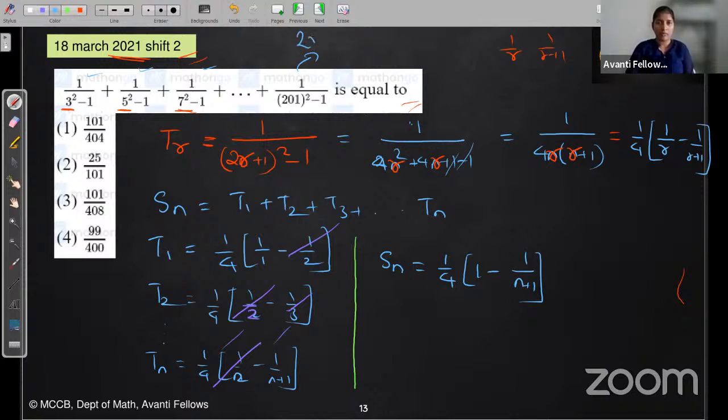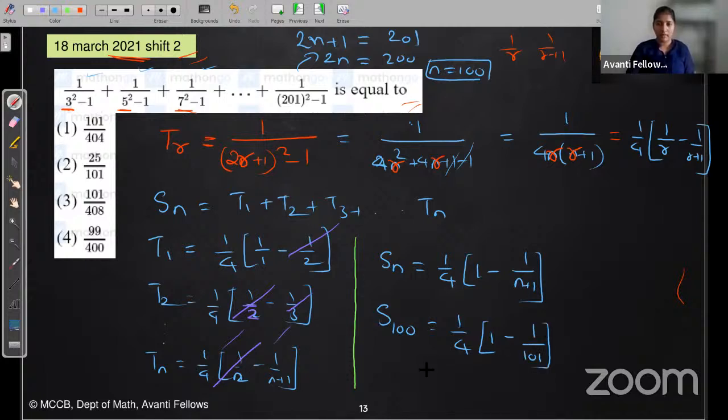2r plus 1, right? So I just said 2n plus 1 is equal to 201. So what will be 2n is equal to? Let 201 be equal to 2n plus 1. It's an odd number. So 2n will be equal to what? 200. So n will be equal to what? 100. Correct? So our n is 100. The last term is 100th term. So it is sum of the first 100 terms. So it's going to be S100 equal to 1 by 4 into 1 minus 1 divided by n plus 1. That is 101.